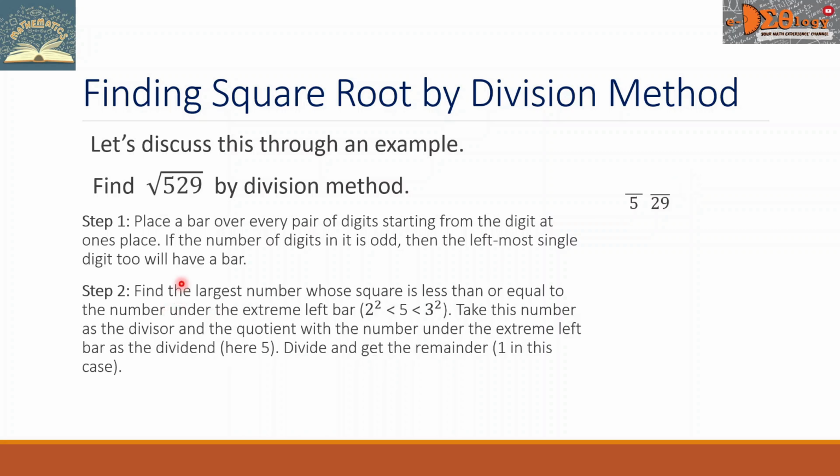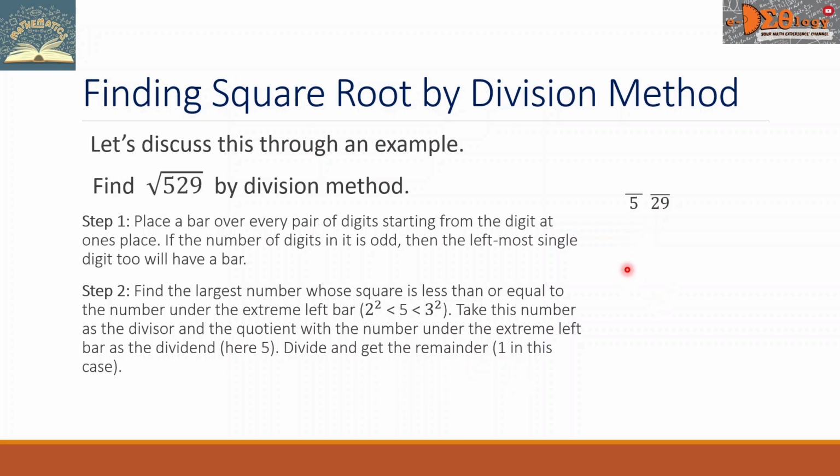Then step 2. We find the largest number whose square is less than or equal to the number under the extreme left bar. In here, this is number 5. Note that number 5 is between 2 square and 3 square. But in here, we're going to take the base 2. We take this number as the divisor, and the quotient with the number under the extreme left bar as the dividend. In here, it is 5. So, let us divide and get the remainder later.